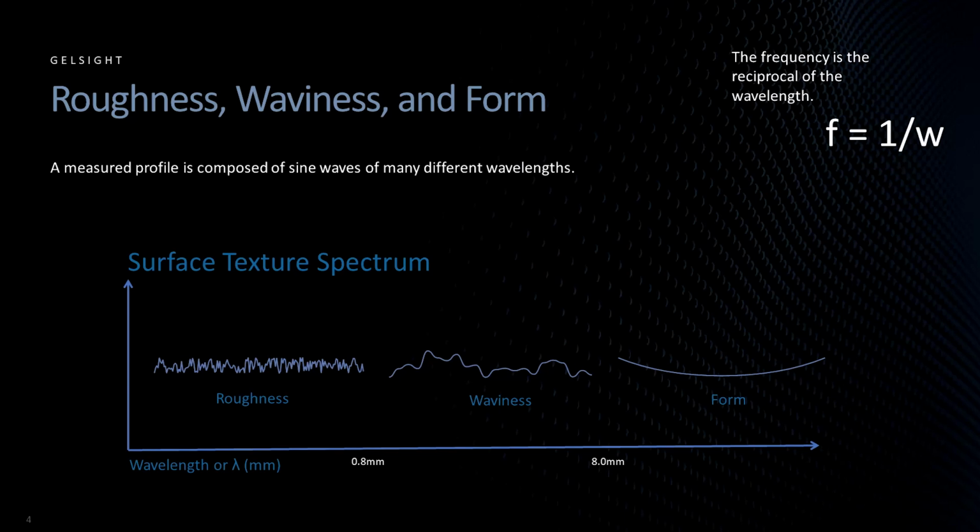The form is the general shape of the surface or the longest wavelength information of a profile measurement. For example, if you were measuring the surface texture of a basketball, the form would be the sphere of the basketball itself.